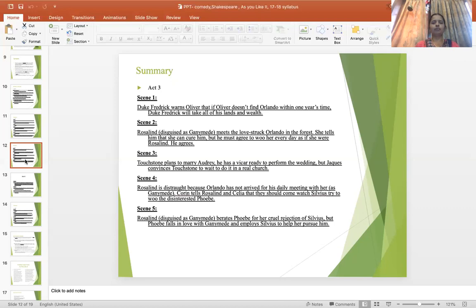In Scene 4, Rosalind is distraught because Orlando has not arrived for his daily meeting with her as Ganymede. Corin tells Rosalind and Celia that they should come watch Silvius try to woo the disinterested Phoebe. In Scene 5, Rosalind, disguised as Ganymede, berates Phoebe for her cruel rejection of Silvius' love. But Phoebe falls in love with Ganymede and employs Silvius to help her pursue him.